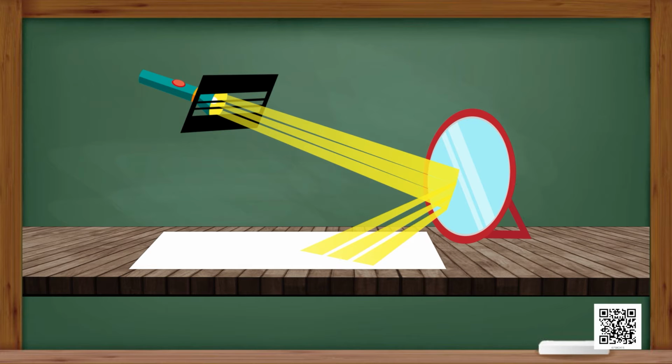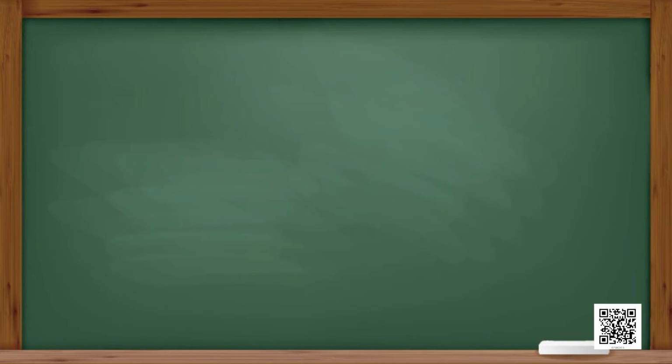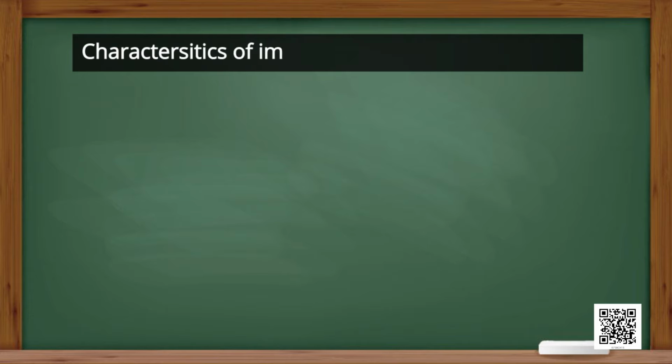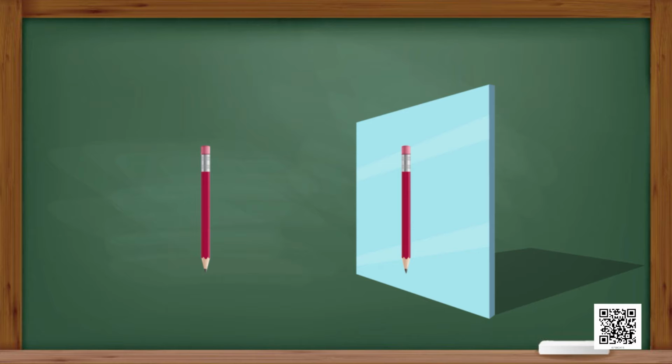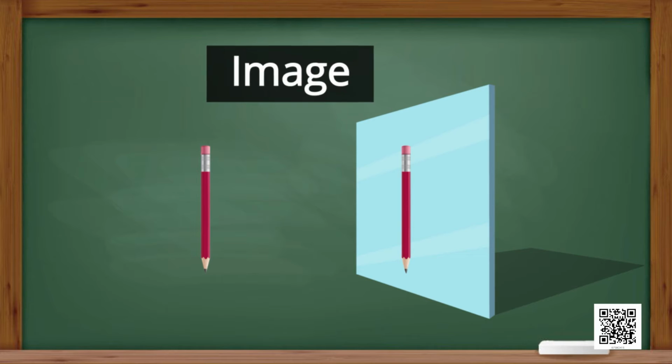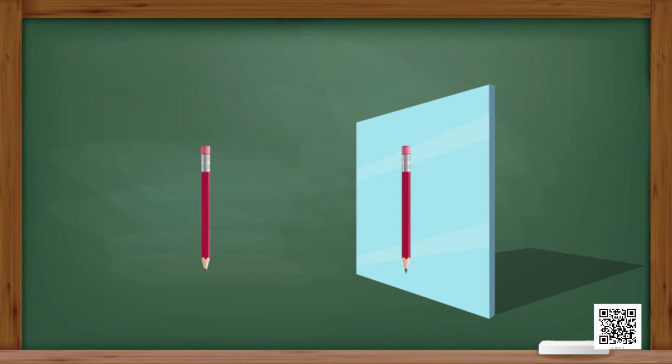Dear children, now we are going to discuss the characteristics of image formed by a plane mirror. Place a pencil in front of a plane mirror. It appears as if a similar pencil is placed behind the mirror. Children, the pencil which appears behind the mirror is the image of the pencil formed by the mirror. The pencil itself is the object.